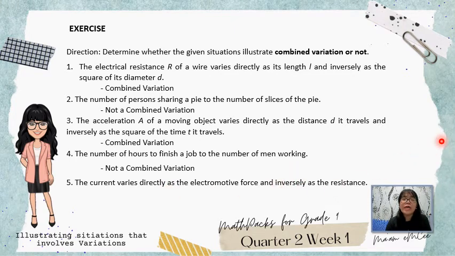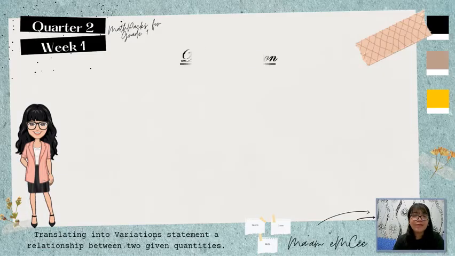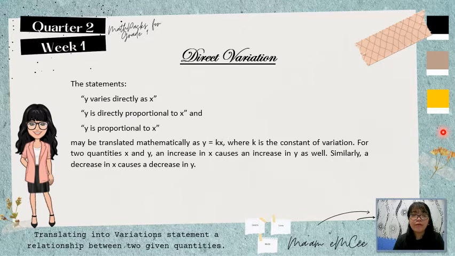So therefore, this is an example of a combined variation. Now let us move on to the next part of our quarter 2 week 1 of your math text for grade 9. We will be translating into variation statement a relationship between two given quantities. So let us start with the first variation, direct variation.